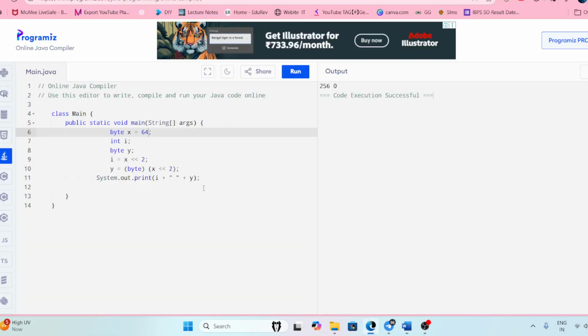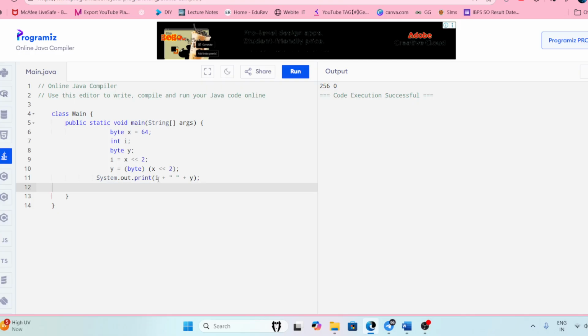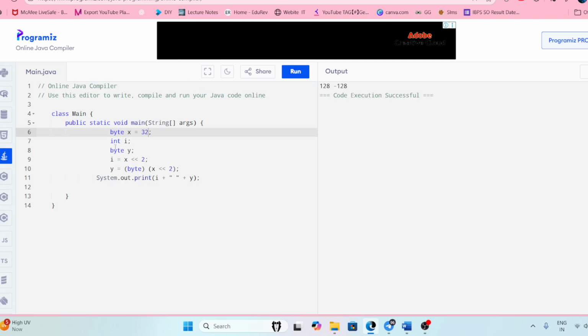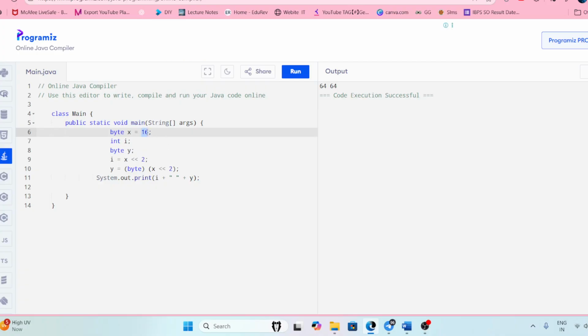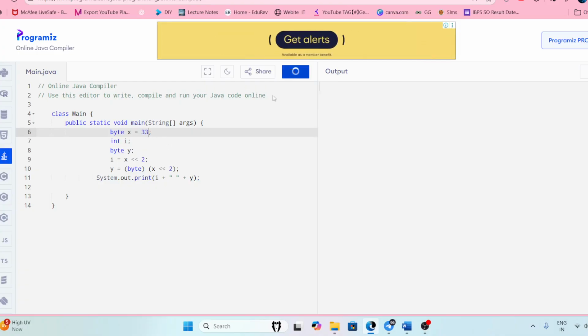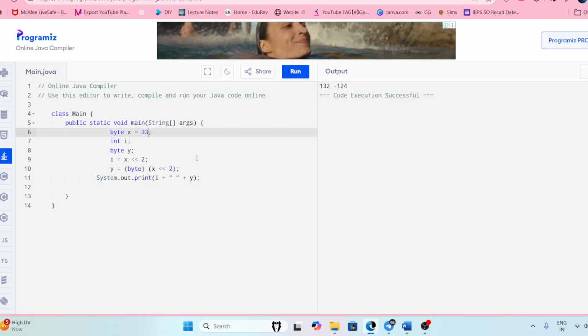Here I have an online Java compiler. I run it and get the output 256 and 0. If I put 32 here, I get 128 and minus 128. If I put the value as 16, I do the two left shift and receive the value 64, 64. And if I put 33, then one value will be positive and the other will be negative. You can see the output here.